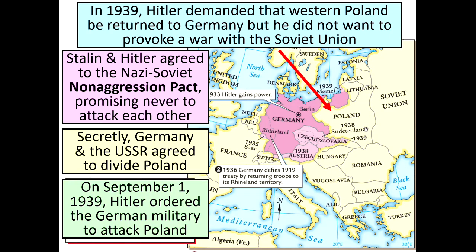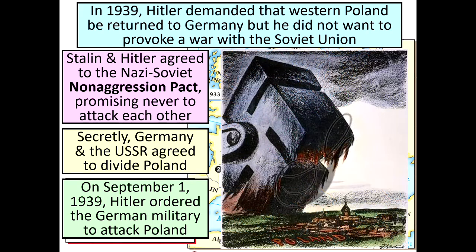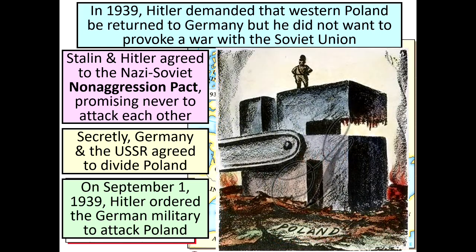On September 1st, 1939, Hitler ordered the German military to attack Poland. And as you can see, there's this Nazi juggernaut coming to smash little peaceful Poland. Boom.